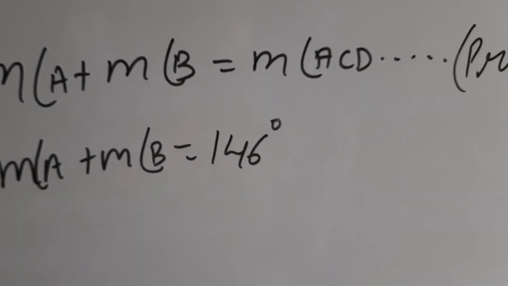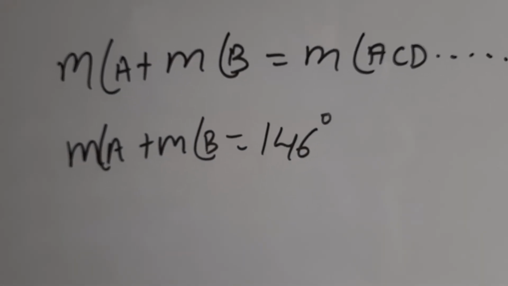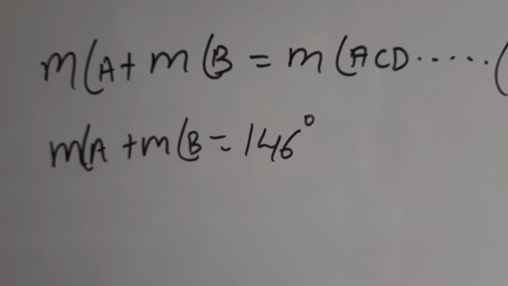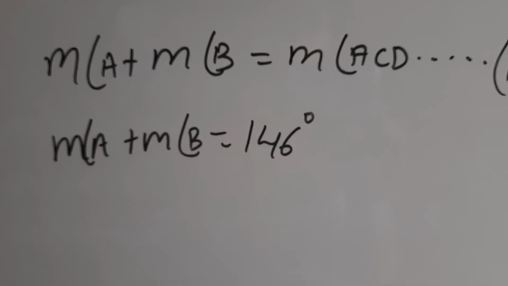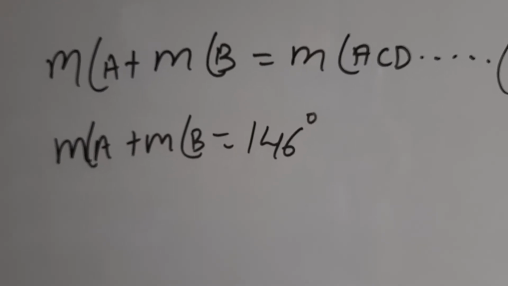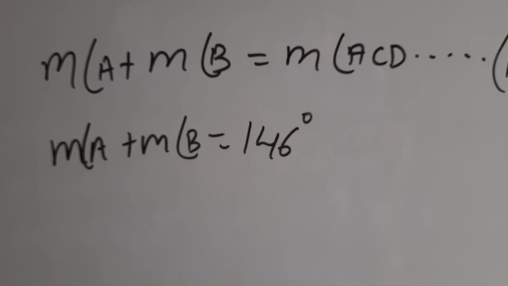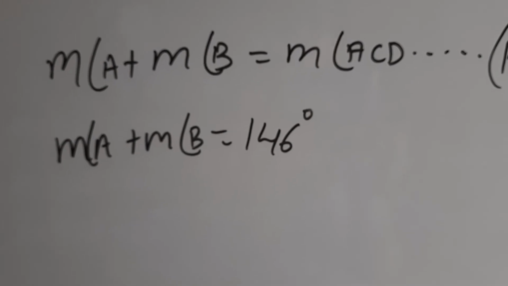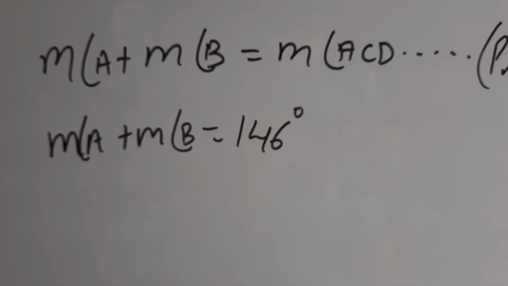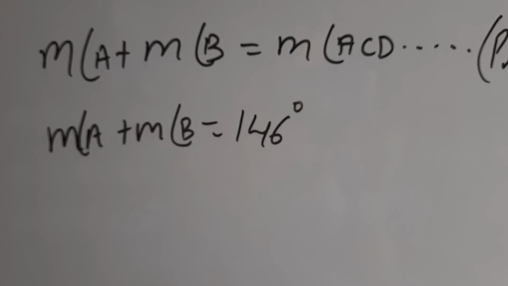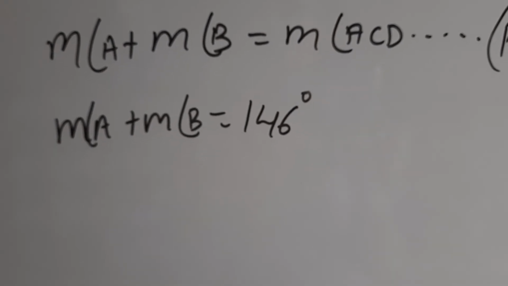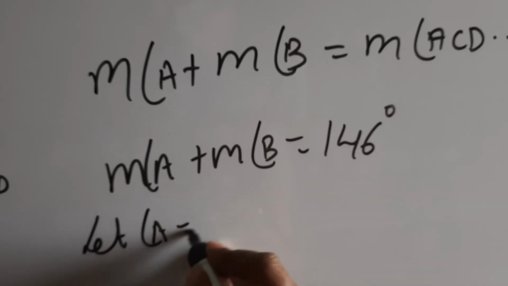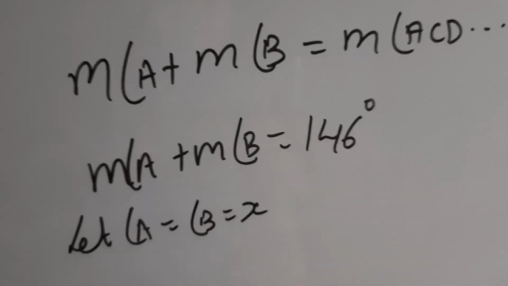Now we don't know about angle A and angle B all by themselves. I don't know how much angle A is measuring, and angle B. Together I know they are 146 degree. So what will be the next step, children? That's right. It's an isosceles triangle and they are equal. So what do we do? Let us take measure angle A and measure angle B as x each, and therefore we get 2x equal to 146 degree, and we can solve and find it out. So let angle A equal to angle B equal to x.